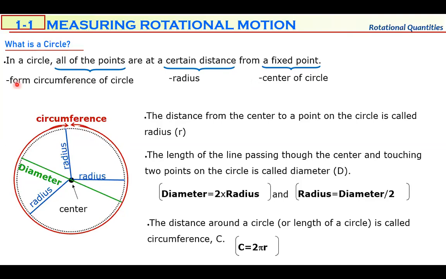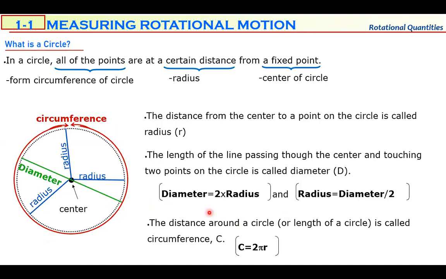So, the distance from the center to a point is called the radius. The length of the line passing through the center and touching two points is called the diameter. And we know that the radius is half of the diameter. And the distance around the circle is called the circumference.